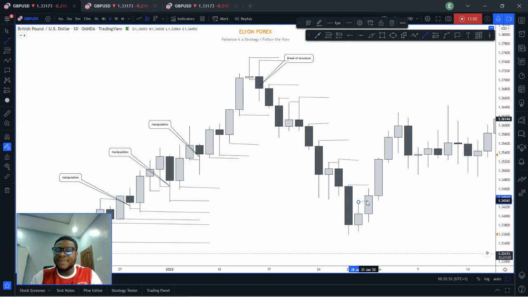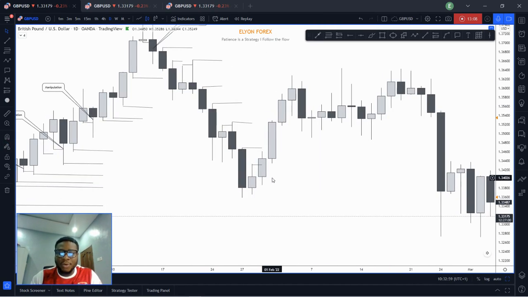This high was eventually touched, but look at how it was touched. It was touched as a break of structure. Why? Because we have what? We have this new daily candle body closing above the wick of the previous daily candle body. So you can see that it's not difficult to identify the order flow.